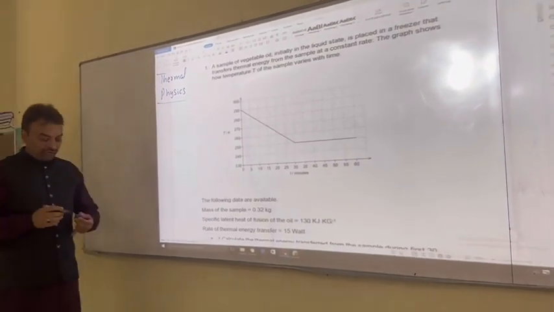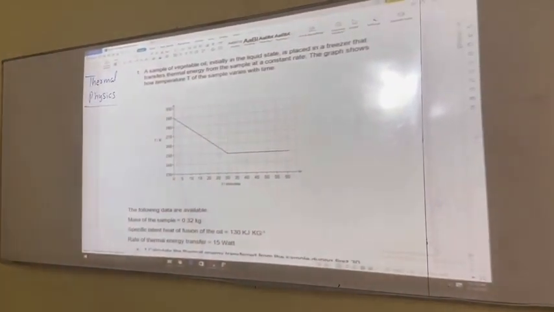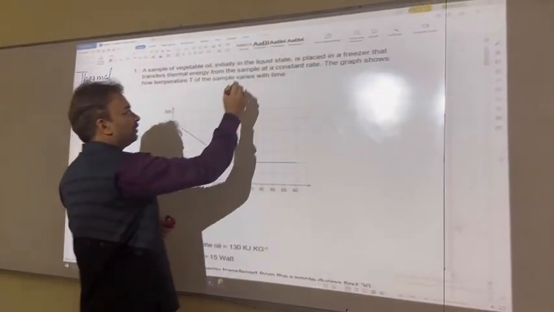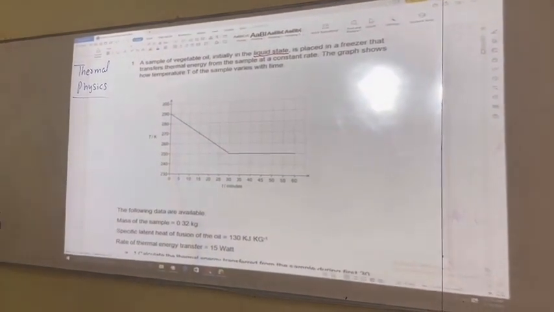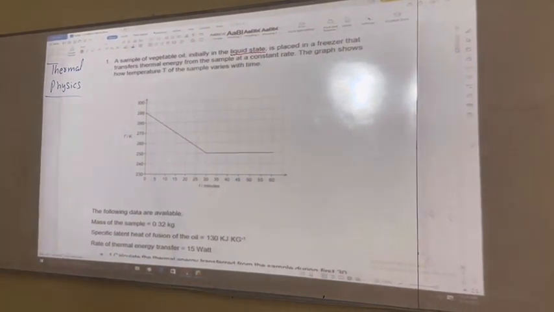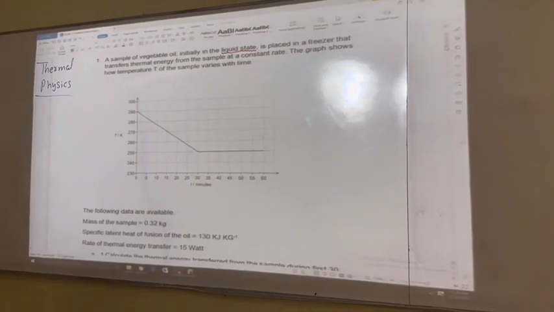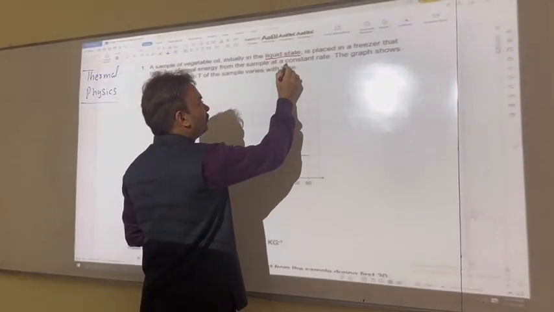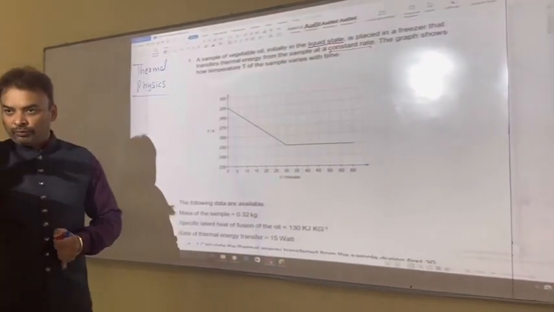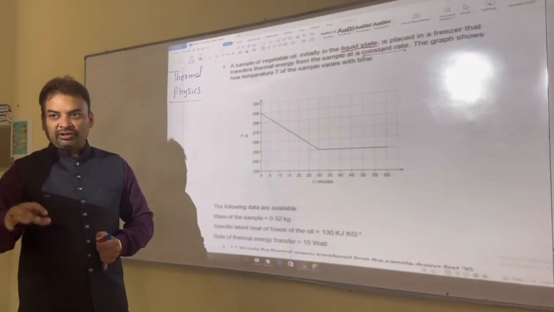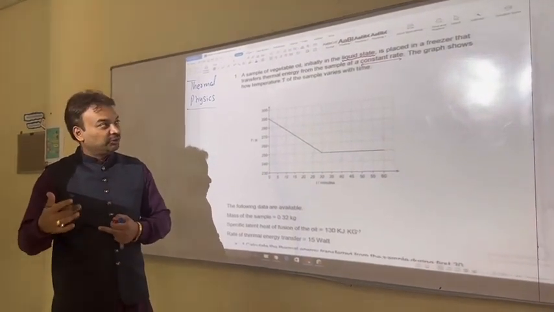And the question is, we have a sample of vegetable oil initially in the liquid state. It is in the liquid phase, placed inside a freezer that transfers thermal energy from the sample at a constant rate. So at a constant rate, this is important. When we put the oil inside the refrigerator, something happens that we need to discuss.